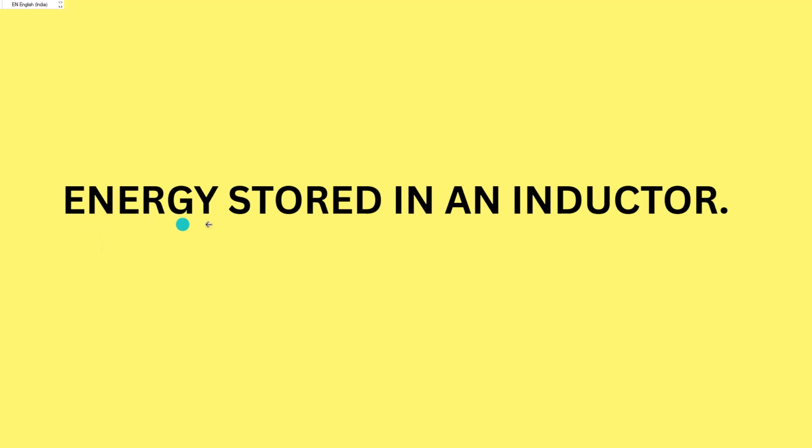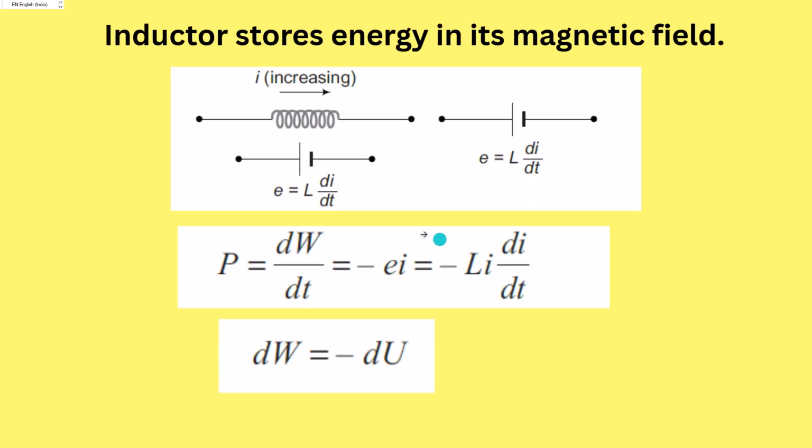Now we are going to find the energy stored in an inductor. So the induced EMF in the inductor is E equals L di dt, and for power, P equals dW dt, the work done per unit time, and this equals minus E times I, the induced EMF and the flowing current through it. We put this expression E as L di dt, so we get minus L i di dt.